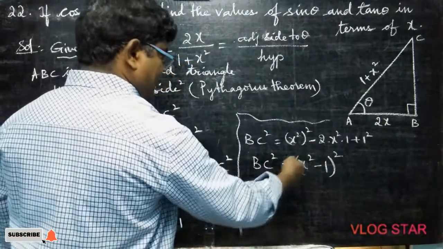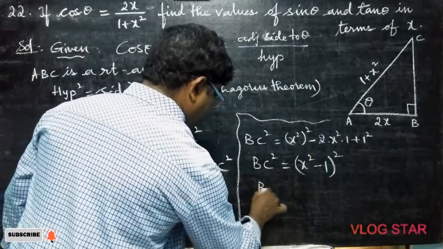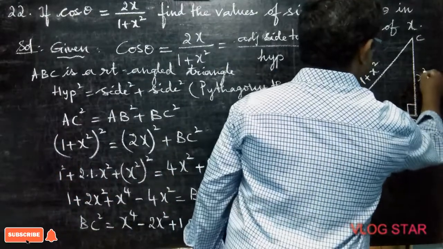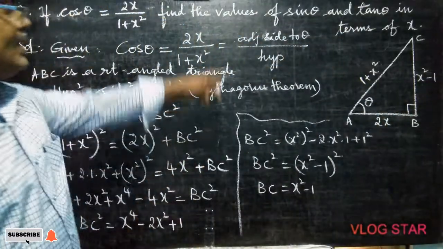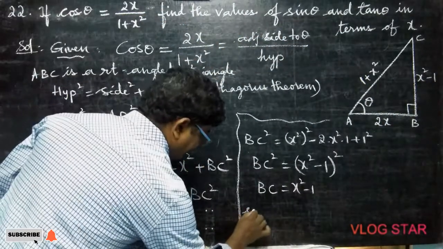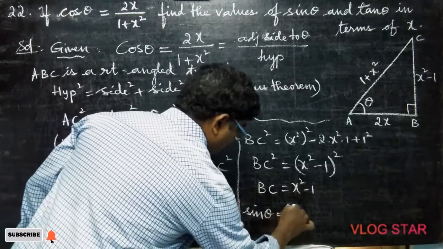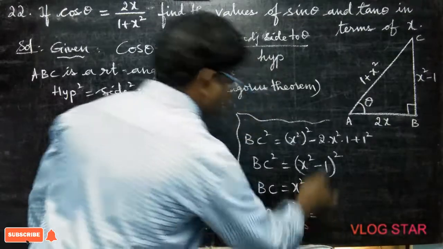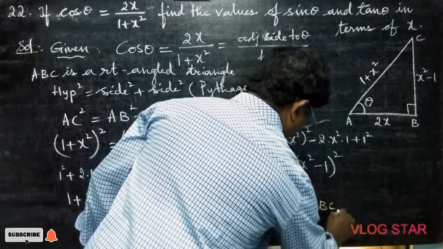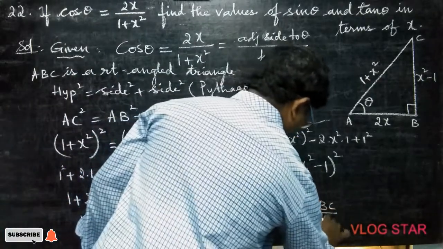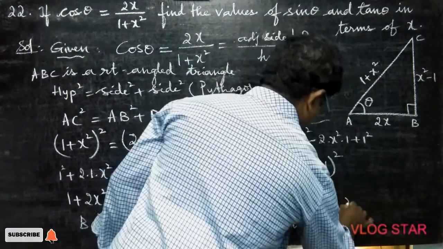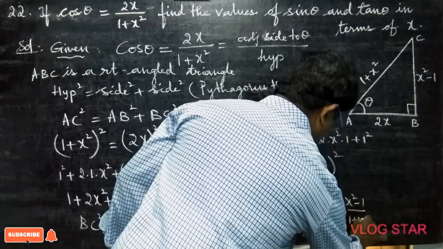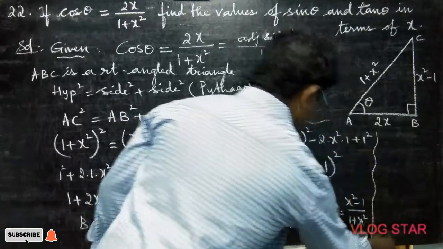Now square on both sides, when powers are equal, bases are also equal. So therefore BC is equal to x square minus 1. Now what are they asking to find? First one, sin theta. What is sin theta? Opposite side to theta by hypotenuse. What is the opposite side? BC. And what is the hypotenuse? AC. So BC is x square minus 1 and AC is 1 plus x square. Are you able to follow?